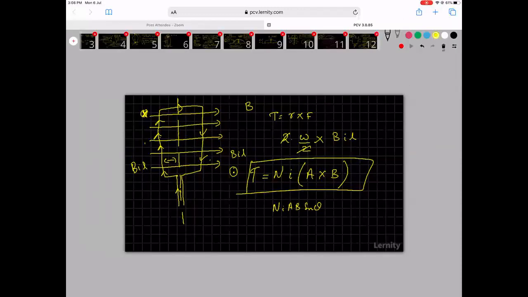That means if the wire is like this, the area vector is parallel to the magnetic field. So now the area is parallel to the magnetic field. In this case, there is no force. As it keeps rotating and the value of theta changes, the force keeps changing, so the torque keeps changing. This is the torque acting on the wire. This is the rotatory effect.